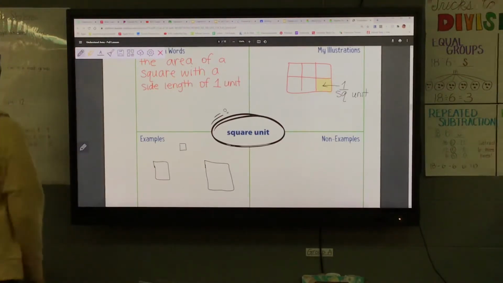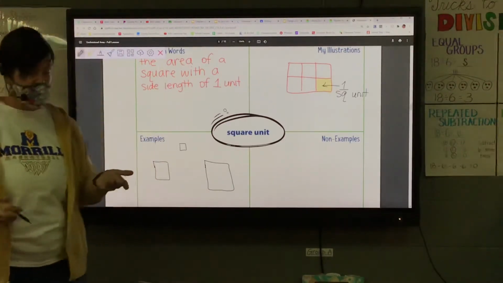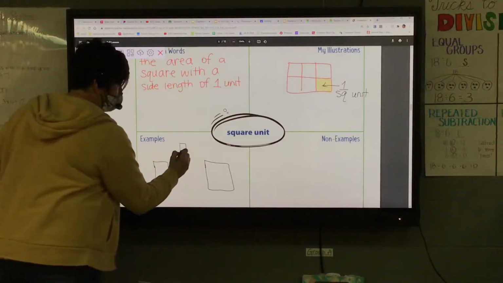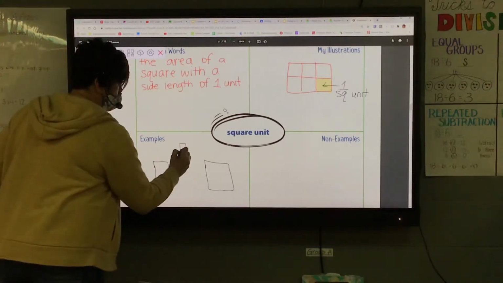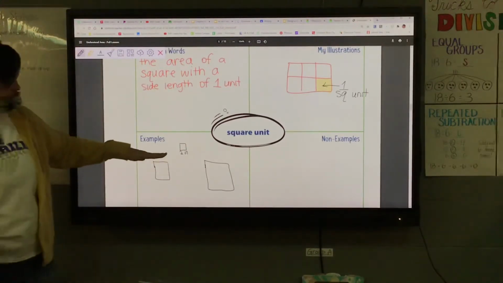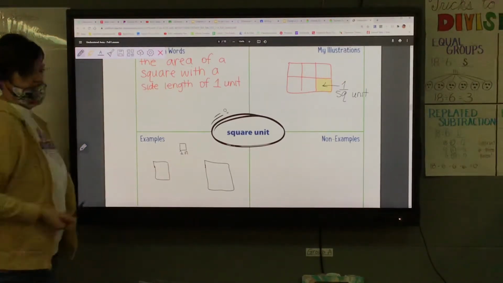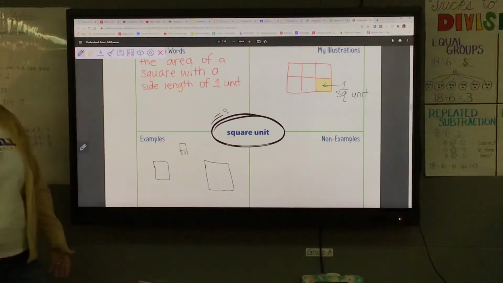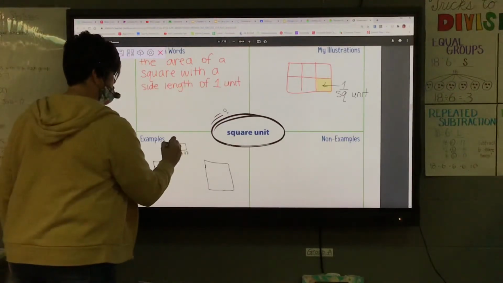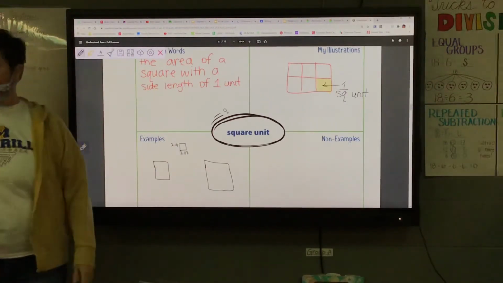Okay, so in a square unit, sometimes it can be a specific unit of measurement. So for this one, it could be 1 inch. I'm going to abbreviate inch. So if this is 1 inch, what would the width be of it? 1 inch. Is it 1 inch all the way around on a square? Would it be 1 inch up here? 1 inch over here? Yeah.